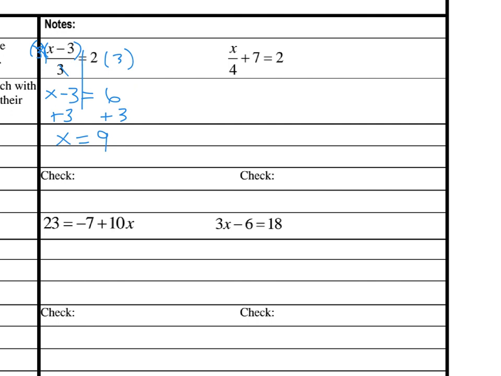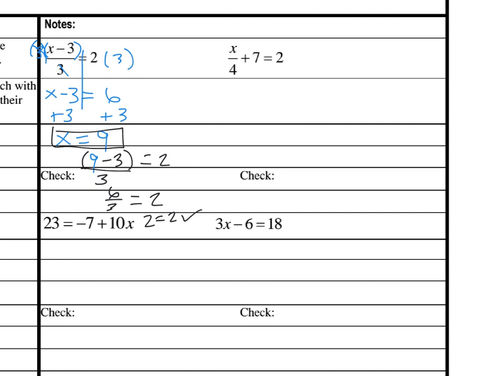And then I need to check my answer. Alright, instead of x, I'm going to substitute in what I got, which was 9. So 9 minus 3 divided by 3, does that equal 2? 9 minus 3 is 6, and 6 divided by 3 does in fact equal 2. So 6 divided by 3 is 2, 2 equals 2. We are correct. X equals 9.